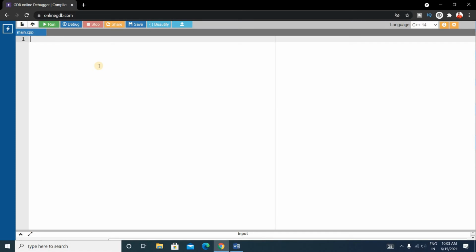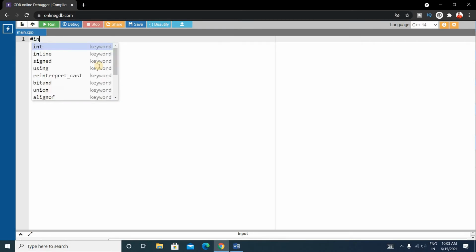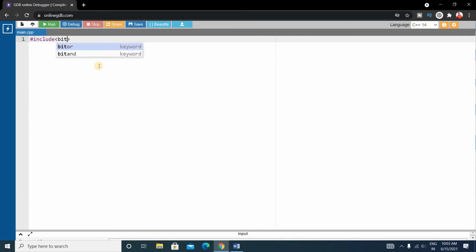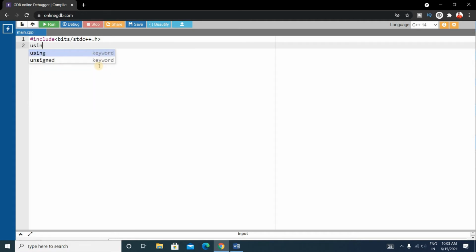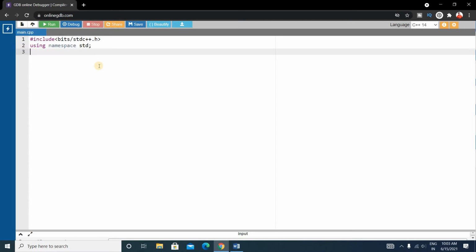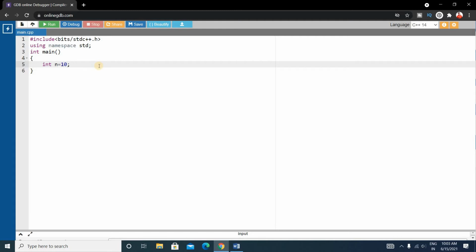Okay, so first write the basic format of C++ as #include <bits/stdc++.h> using namespace std. Okay, and first write the main function here, and inside this main function write a variable, suppose int n, and n contains 10.